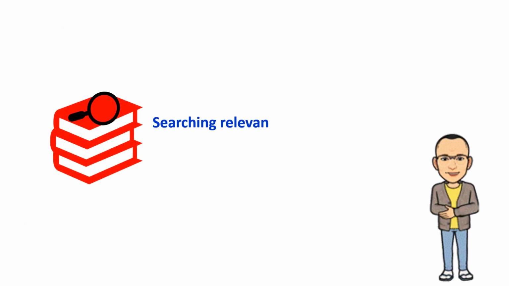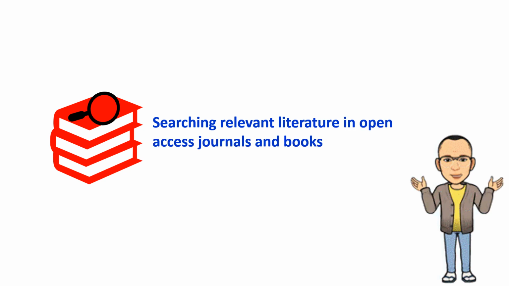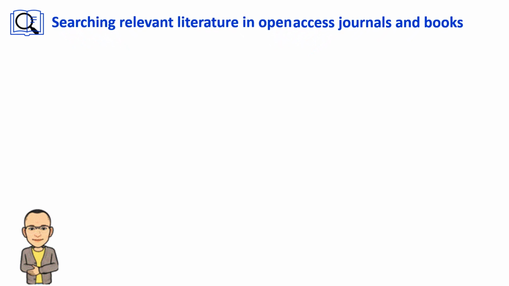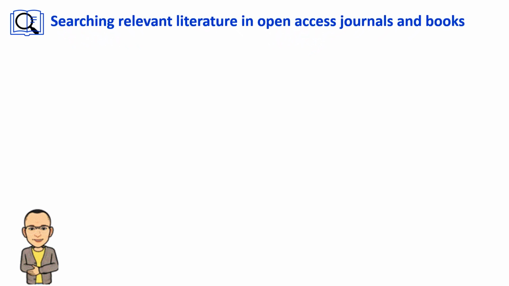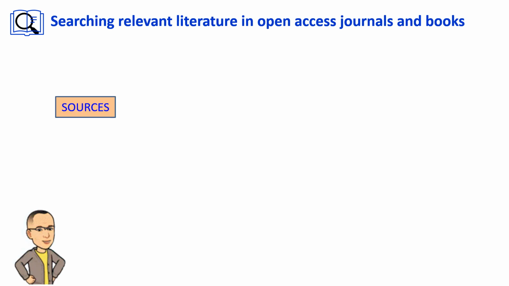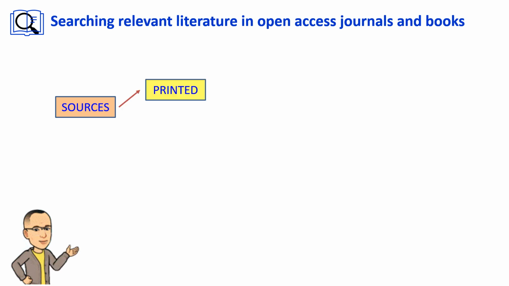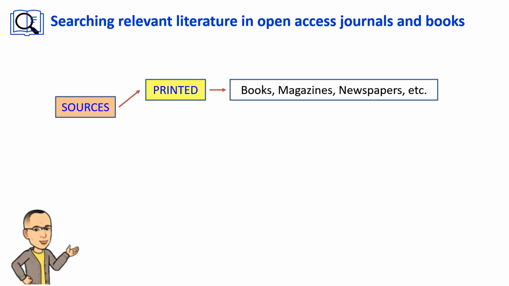Searching relevant literature in open access journals and books. One of the most tedious tasks of research is searching for related literature. Searching for literature involves using various resources to find and evaluate relevant scholarly articles. It can be done by browsing printed materials like books, magazines, newspapers, and other published materials, depending on what is allowed by the school or funding agency.